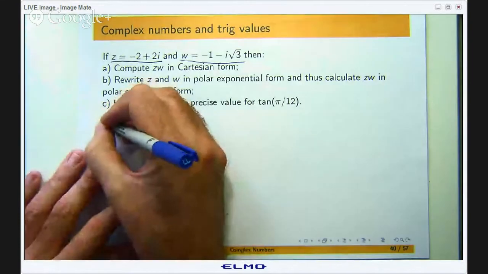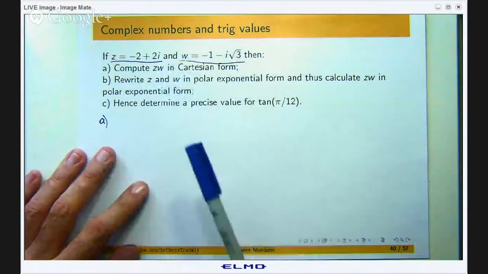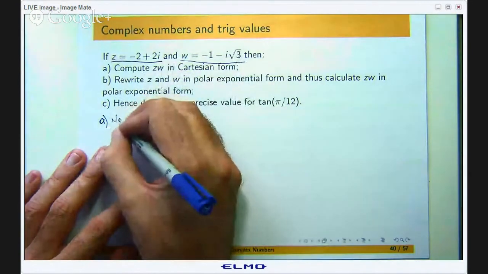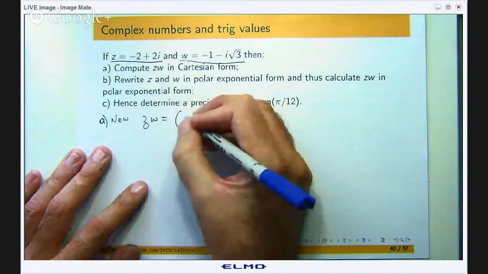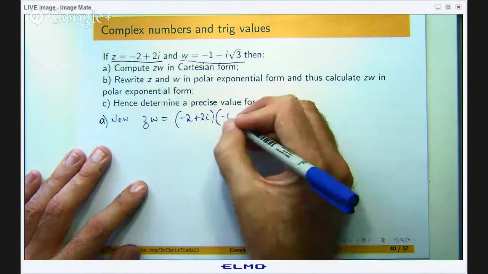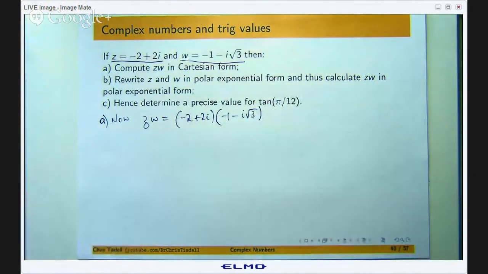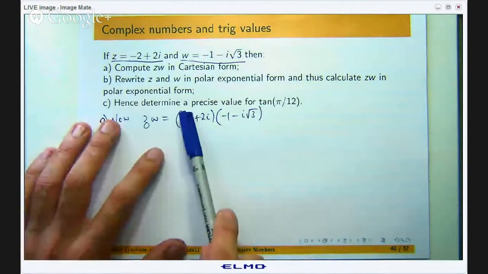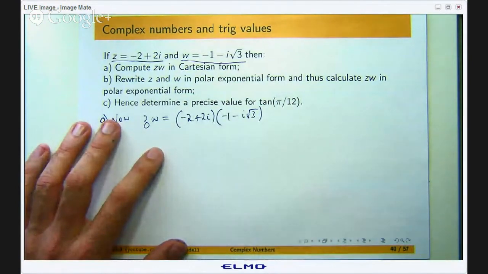Okay, so let's work out part A first. This is a pretty easy part A. Compute Z times W in Cartesian form. Okay, so all we would do is write down the two Cartesian forms and expand them, remembering that i squared equals -1. Okay, so let's expand that. So you're going to get -2 times 1 and 2i times -i root 3.